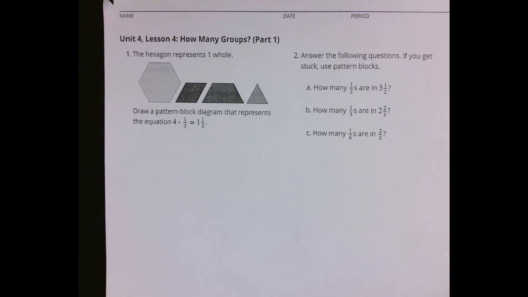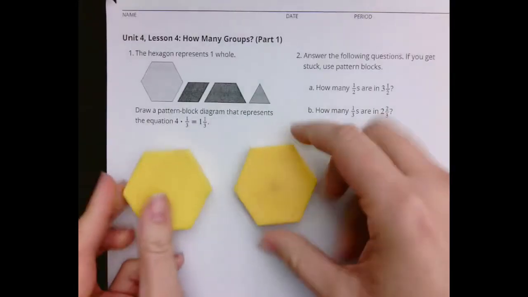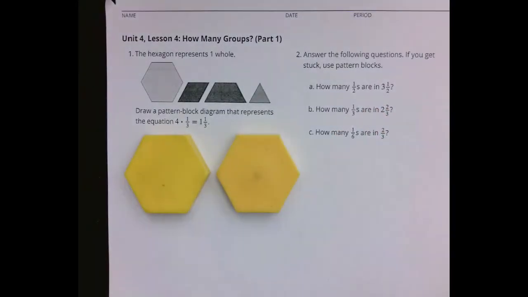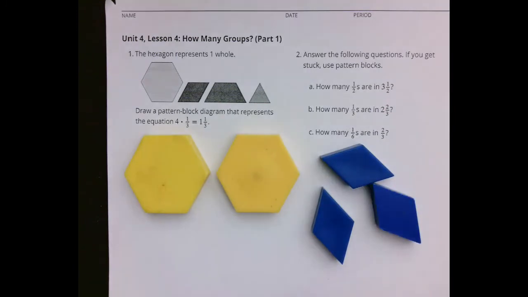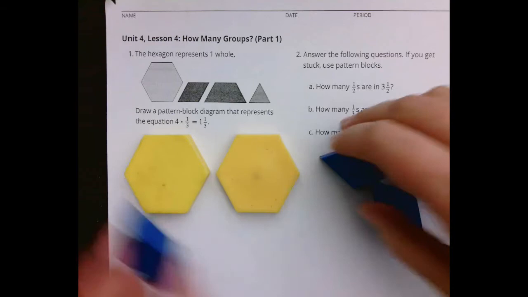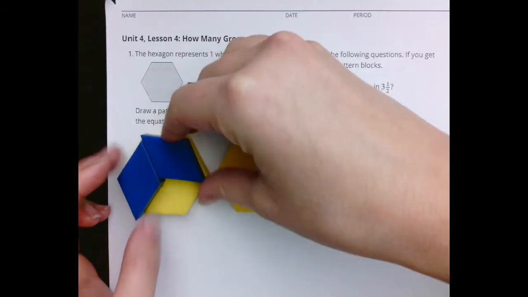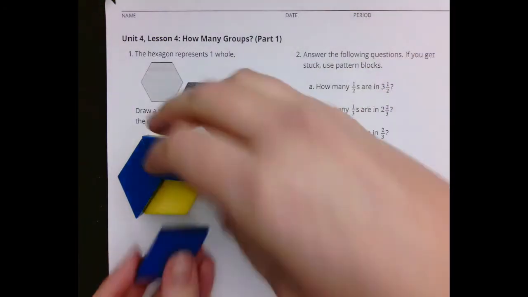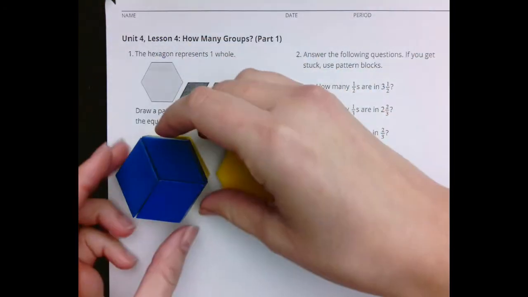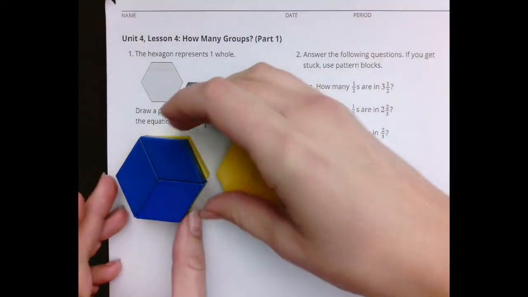1/3. So I know that this is going to be more than 1, so I'm going to show 2 pattern blocks, and we want to show that 4 groups of 1/3. And we know that our 1/3s are our blue rhombuses, so we have 4 groups of 1/3. 1, 2, 3, 4. I am going to arrange these to cover my hexagons. So here I can see that 3 of those 1/3s makes one whole.